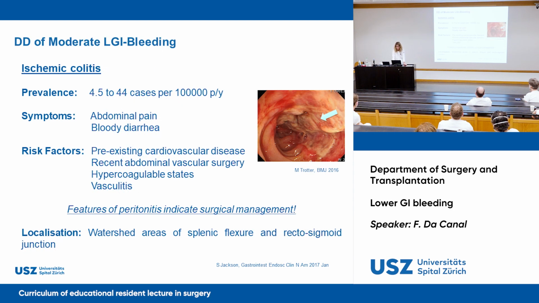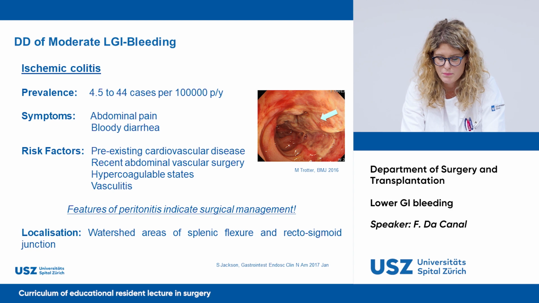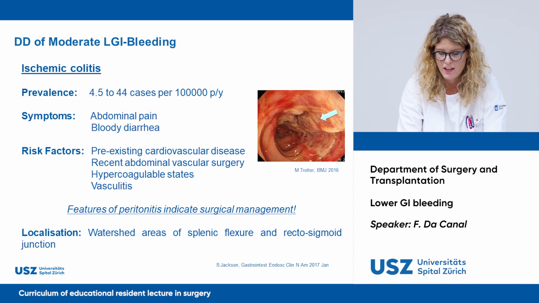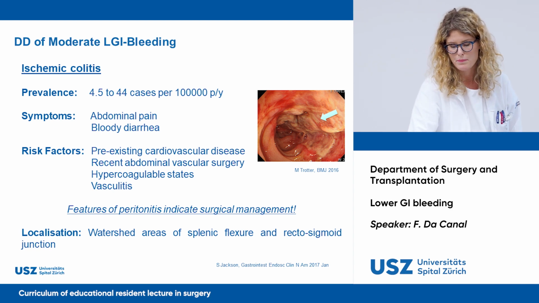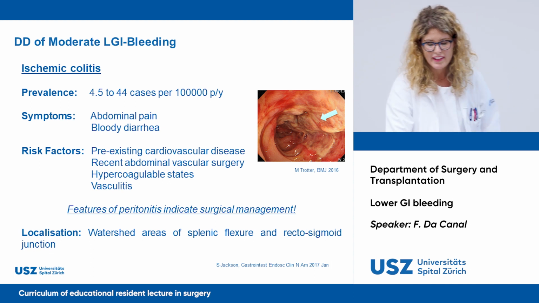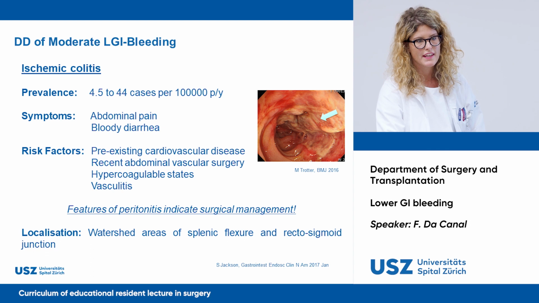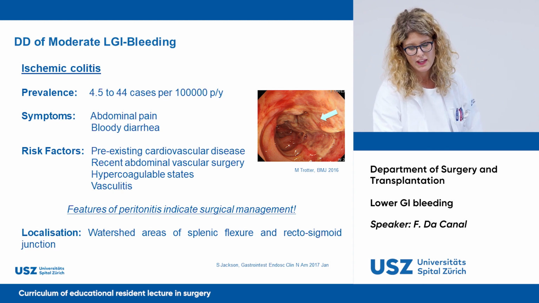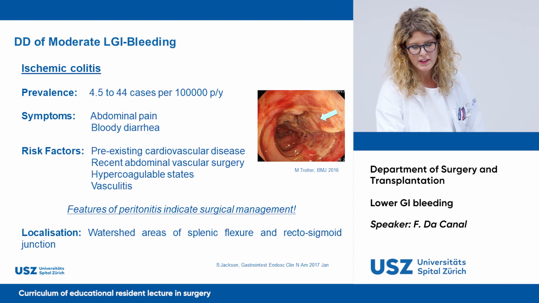Ischemic colitis occurs when the blood flow to a part of the colon is temporarily reduced. The diminished blood flow doesn't provide enough oxygen for the cells, which can result in tissue damage to the affected area of the intestine. It may present with bloody diarrhea, usually associated with abdominal pain. Important in this case is that the features of peritonitis indicate surgical management.